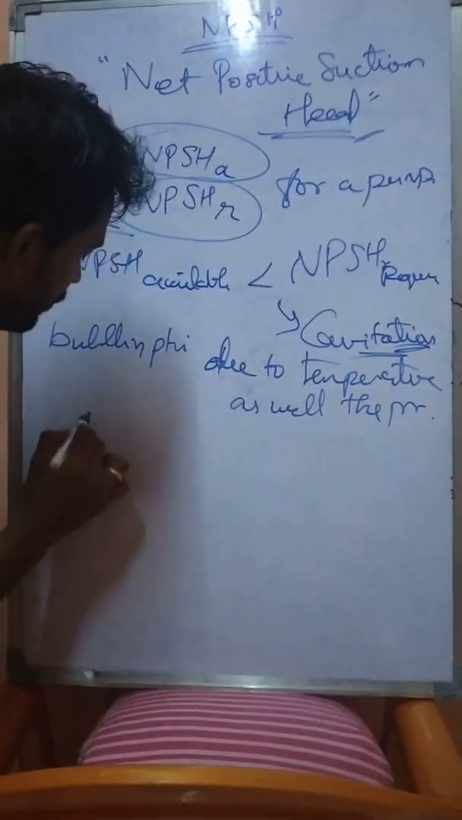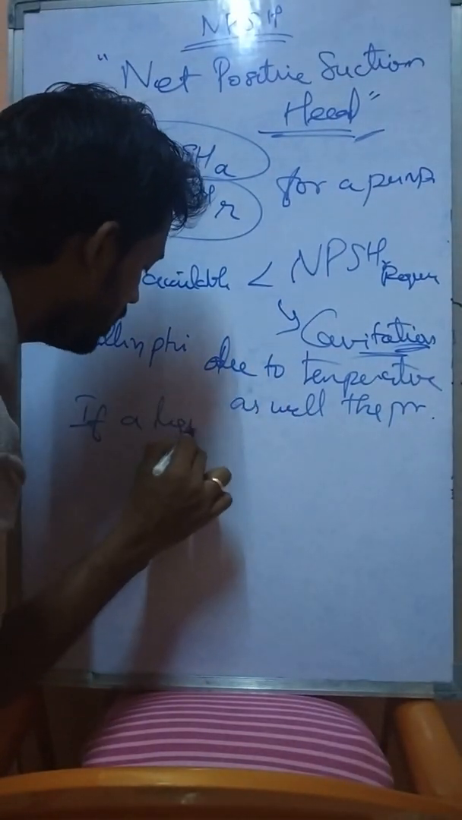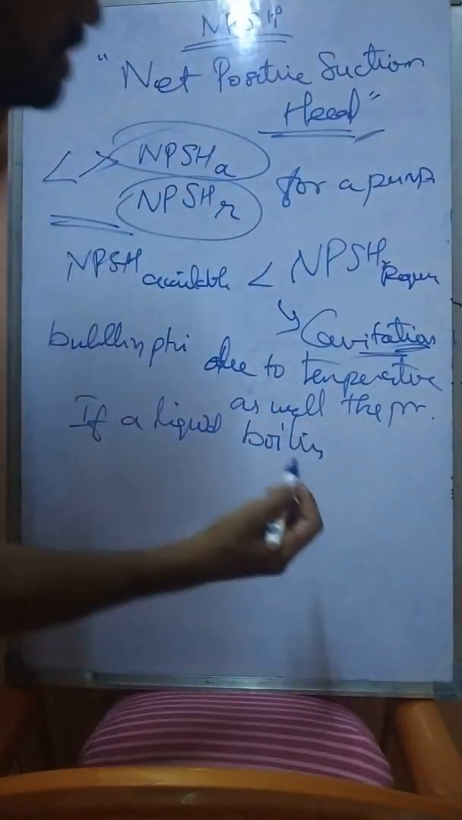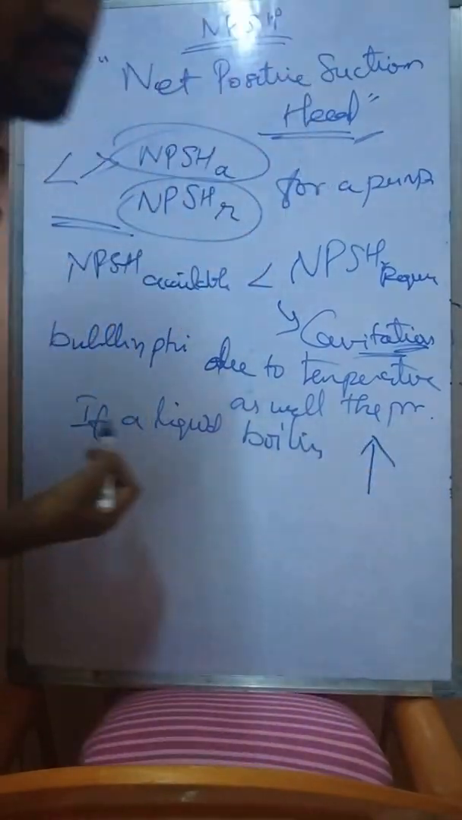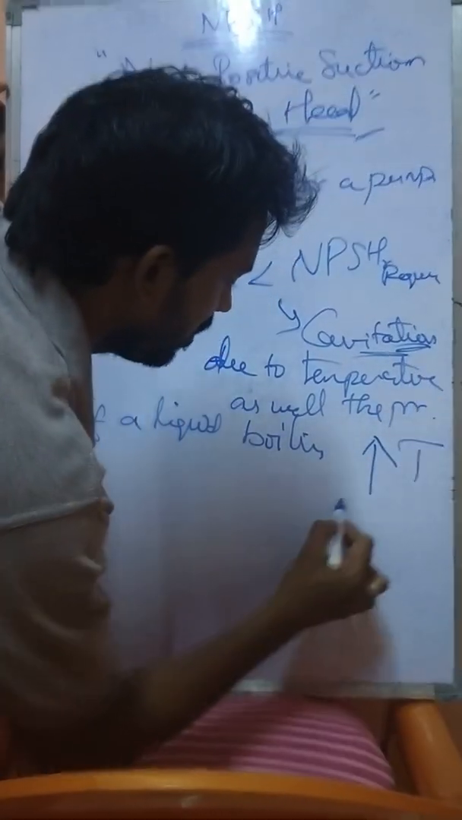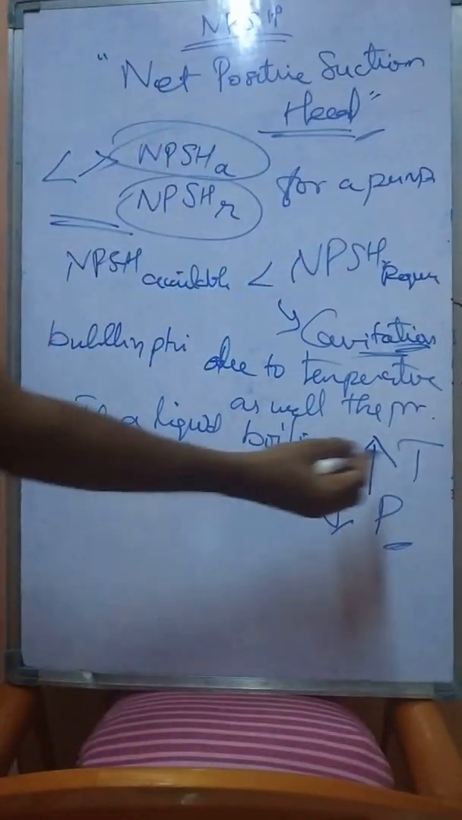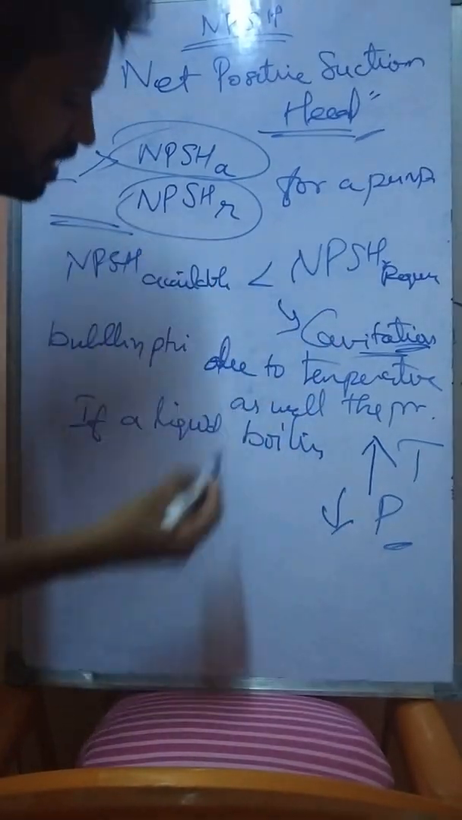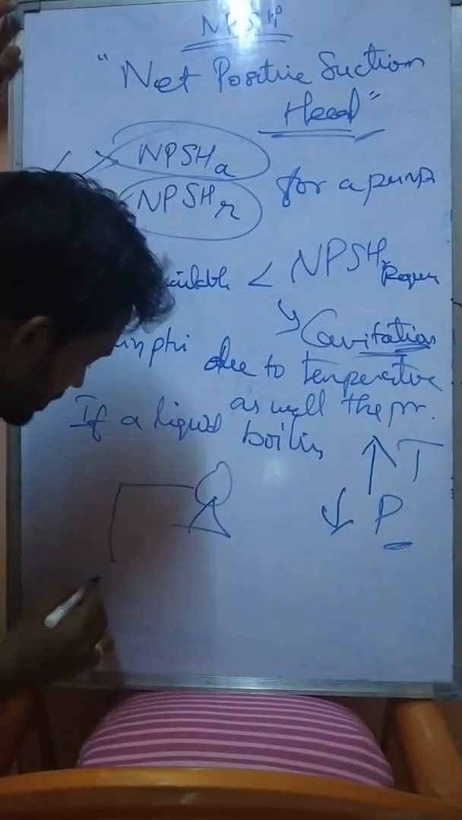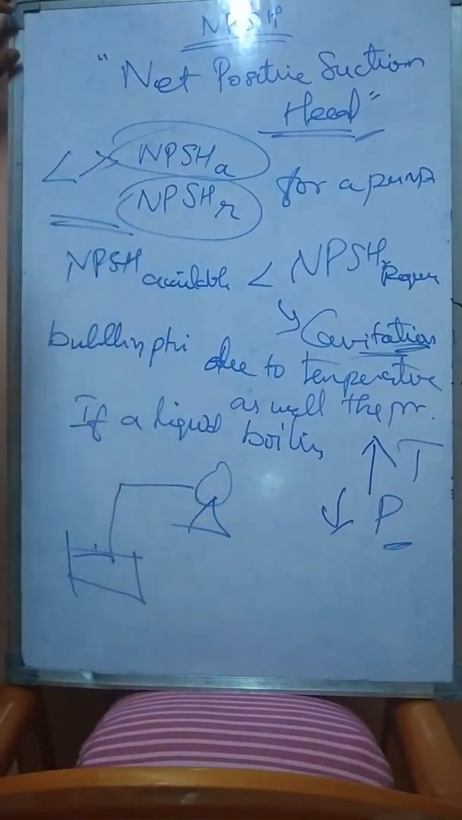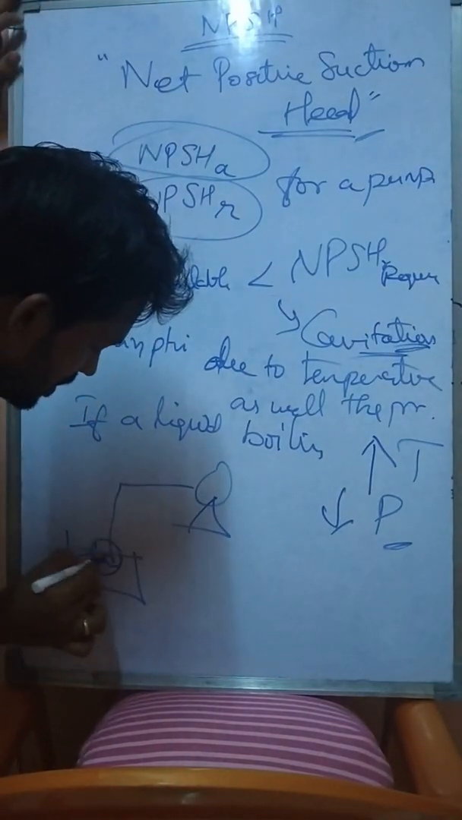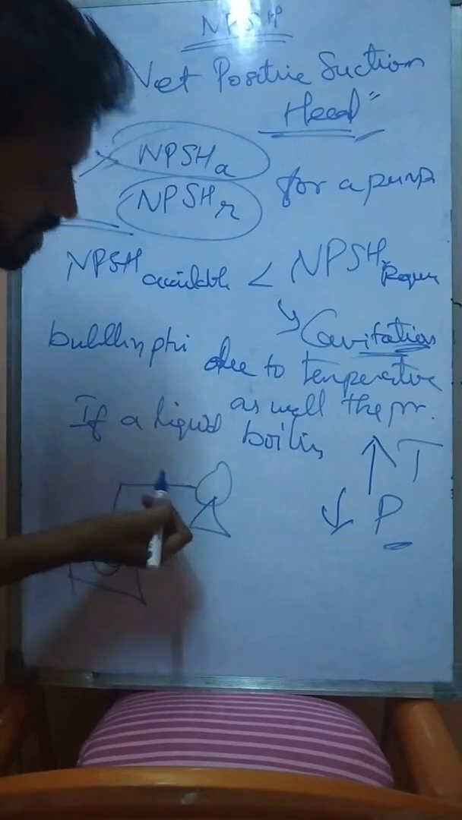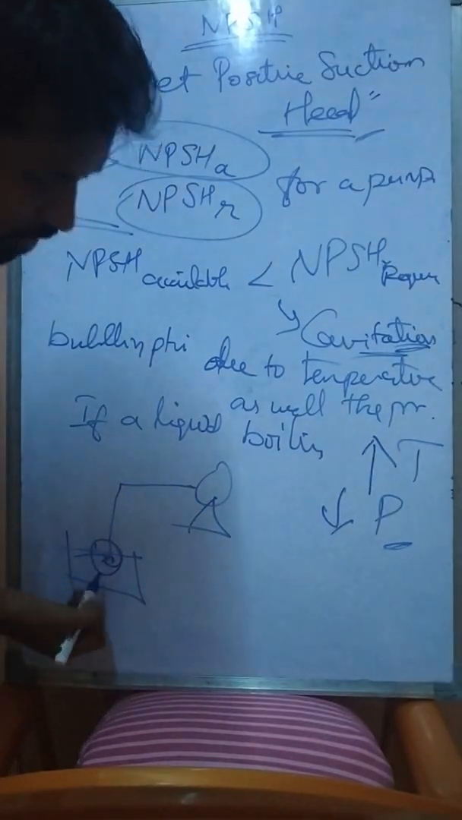If a liquid is boiling, there are two possibilities: either the temperature is high or the pressure is low. When either of these happens, the liquid tends to boil. The same thing happens at the pump inlet. If the pressure at the suction is too low, the liquid will start to boil.